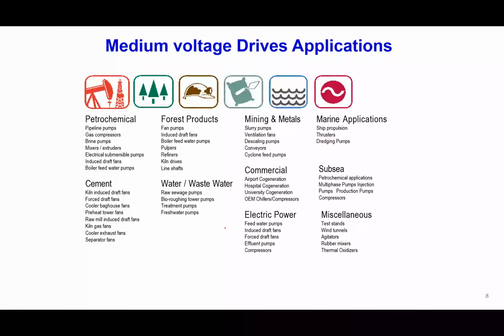Okay, so then if you operate them at a variable speed operation, then we can achieve the optimum operation with maximum efficiency. So they are used in fan pumps, boiler feed water pumps in forest product, refineries, water or wastewater treatment applications, mining, commercial, paper mills, rolling mills.